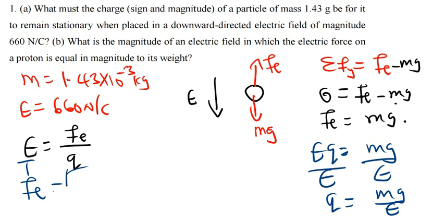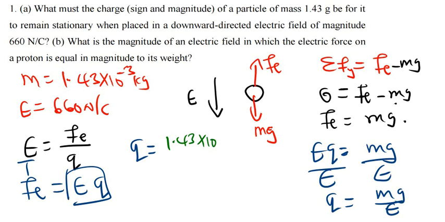Let's go ahead and now plug in the values. So the charge will be equal to the mass, which is 1.43 times 10 to the power negative 3, times 9.8, that is g. Then the electric field is 660. So Q will be equal to 1.43 times 10 to the power negative 3 times 9.8 divided by 660. So the electric charge which I'm getting, I have to put it in scientific notation.